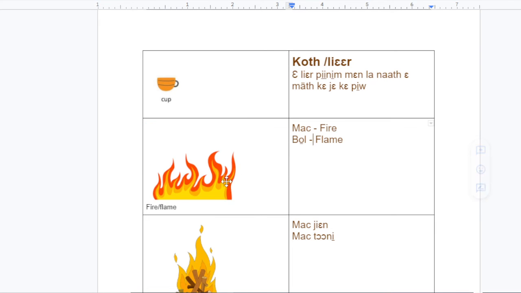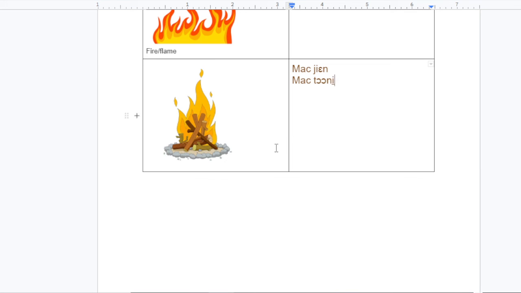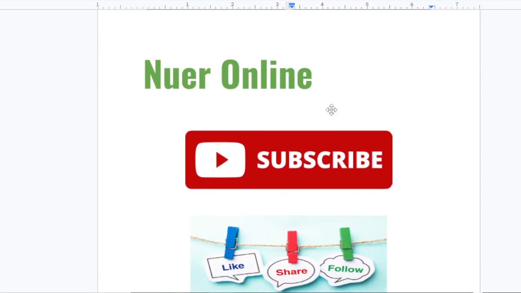Fire or flame. It is called match. Match means fire. Flame means bull. Bull means flame. Match means fire, and this one is called margin, mitoni, or firewood, something like that. Firewood is called margin, margin, kia match tony.